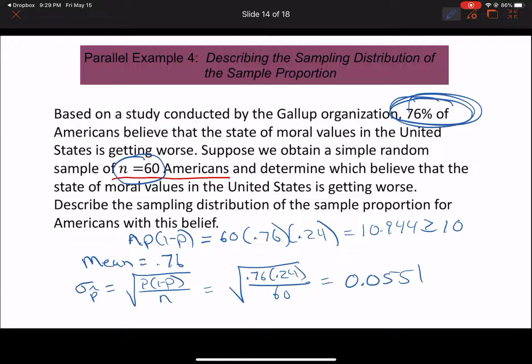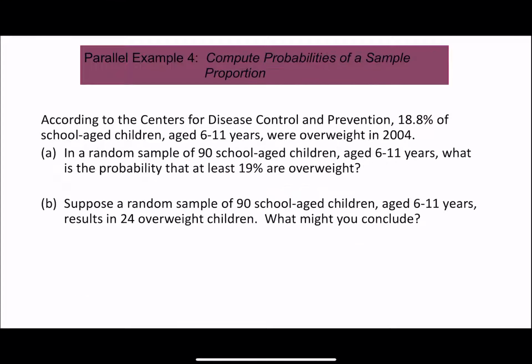Here is our next problem. According to the Centers for Disease Control and Prevention, 18.8% of school-aged children aged 6 to 11 were overweight in 2004. So first, in a random sample of 90 school-aged children aged 6 to 11 years old, we want to know the probability that at least 19% are overweight. So 19% or more are overweight.